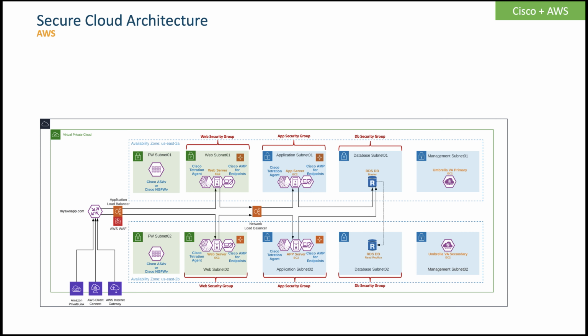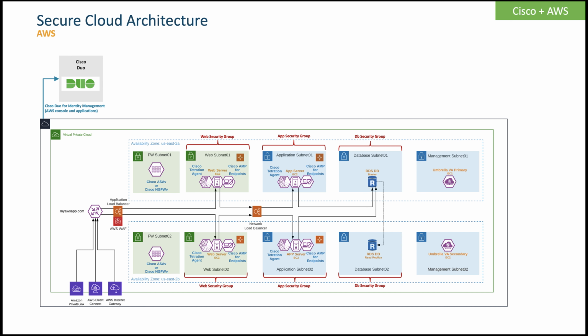Now I'll talk about what you can find in the AWS CVD. If you look at this particular architecture, this is a typical three-tier architecture. You have web, app, and database tiers, and you have applications running in your virtual private cloud. Now I'll start off with basic security components, starting with Duo.